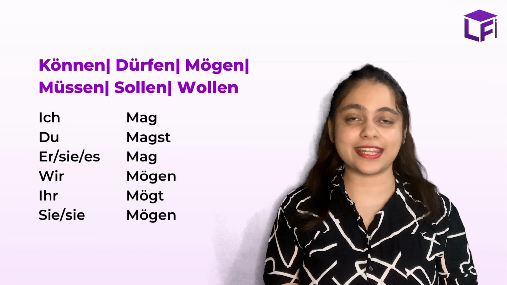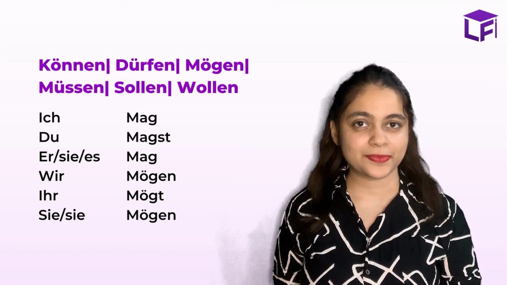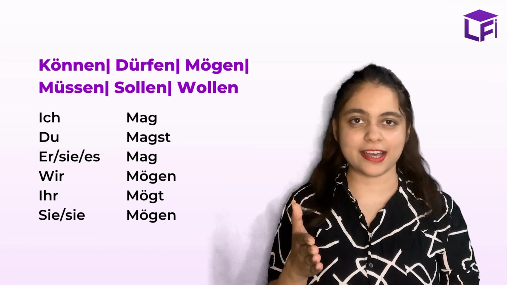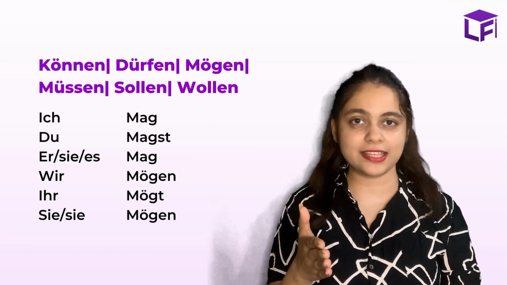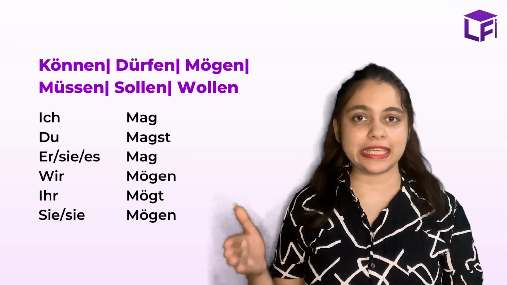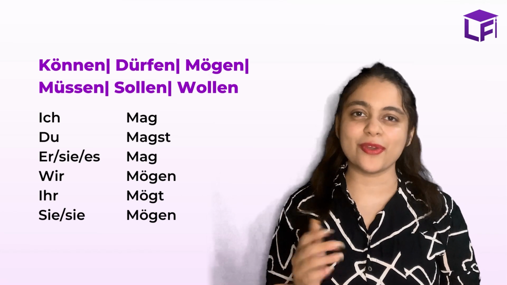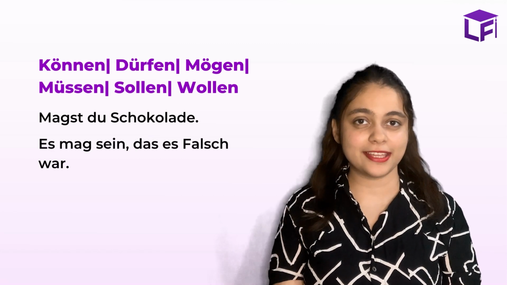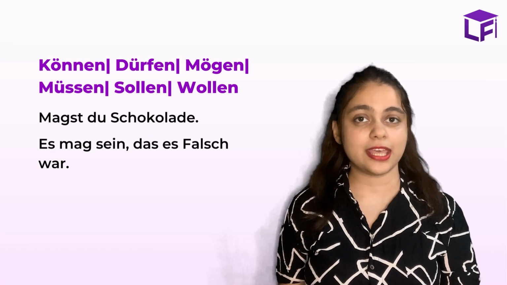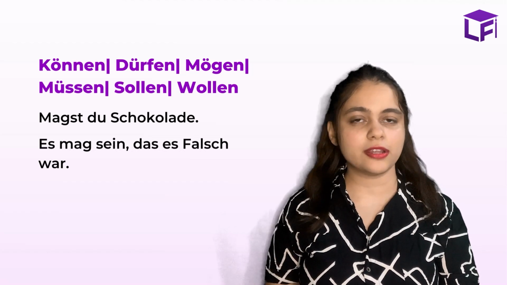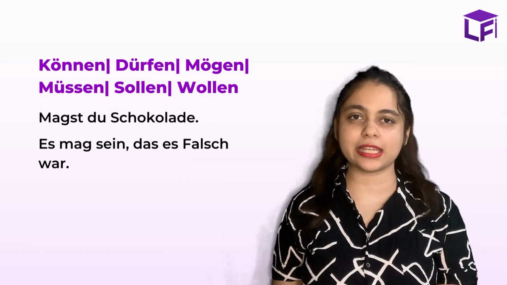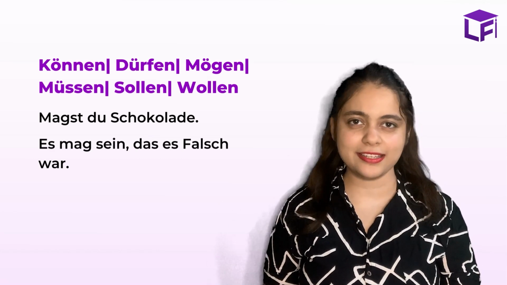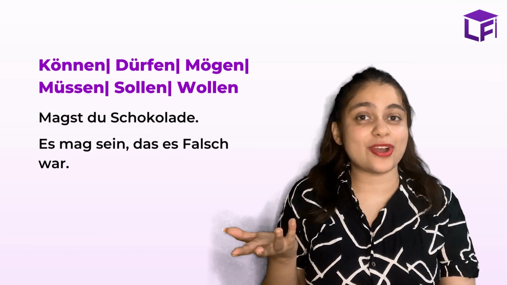Moving to the next modal verb, we have mögen. How to conjugate mögen? Ich mag, du magst, sie es mag, wir mögen, ihr mögt, sie mögen. Now let us learn where to use the mögen verb. The first way is to mean like, in the sense when you indicate the likes and dislikes of anything. The example says, magst du Schokolade? Do you like chocolates?